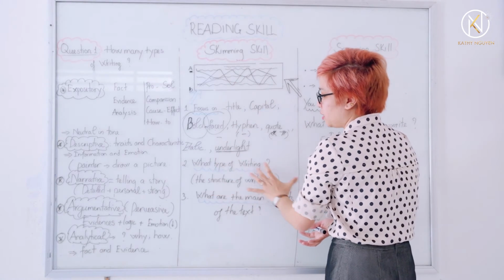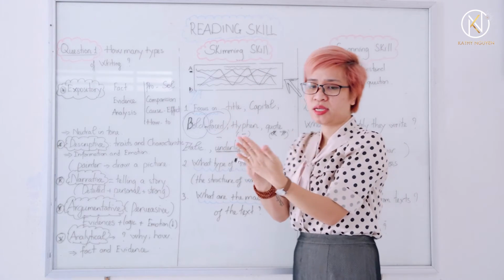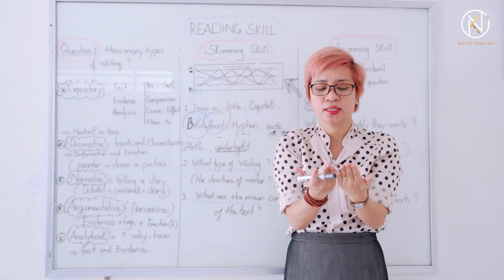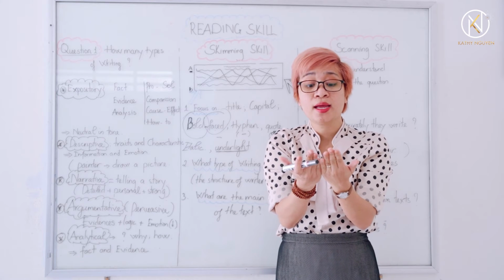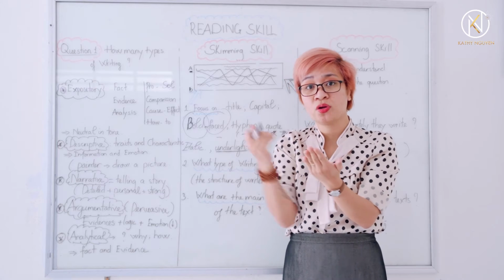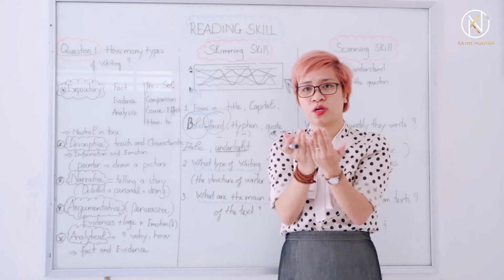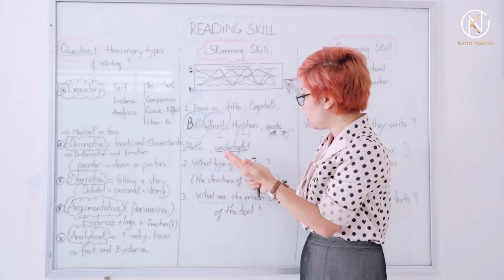And then answer what type of writing it is. Of course, after the skimming skill, like, okay, it's my reading here and I have to read it. So take a skim, like that. I will focus on capitals, bold-faced words, italics, hyphens, quotes, and something like that. And I will understand, oh, what type of writing is here?